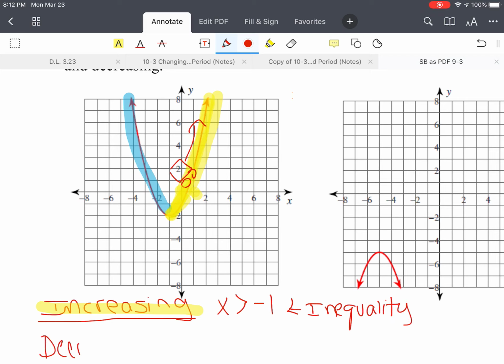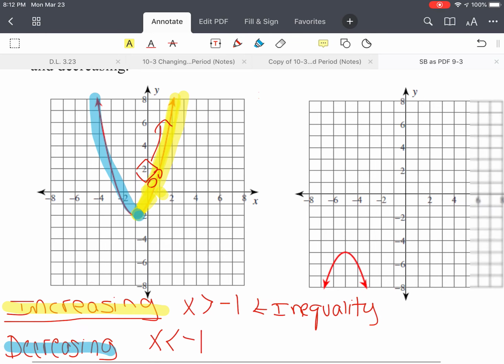And then let's talk about where we are decreasing. Okay, we are decreasing in the blue. So we are decreasing from when x is -1 and then all the way to the left, all the way when it's less than that. So we say we are decreasing when x is less than -1. Okay, let's take a look at the second one.